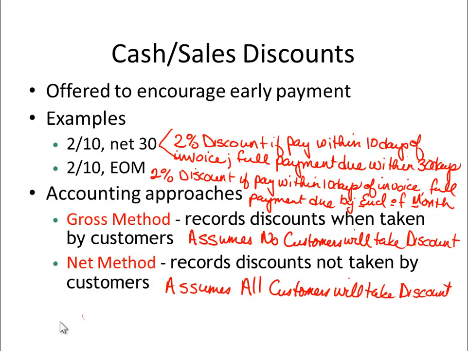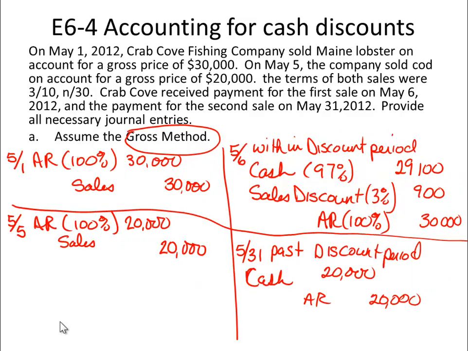Now there's two ways of handling these. One is called the gross method, where you assume nobody's going to take the discounts that you extend. And the other method is the net method, where you assume all customers are going to take the discount. So let's take a look at those. All right, here's an exercise. In this case, we're going to assume the gross method.